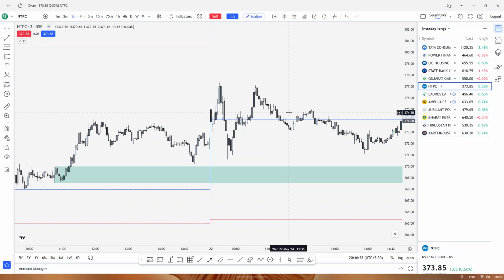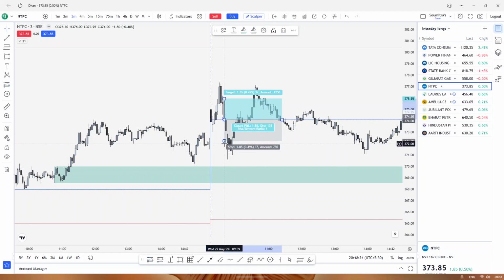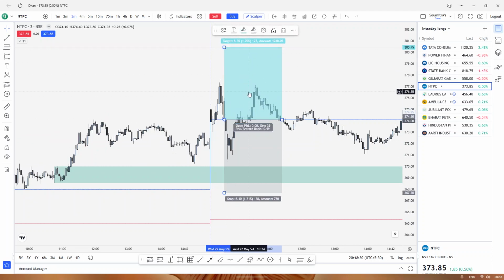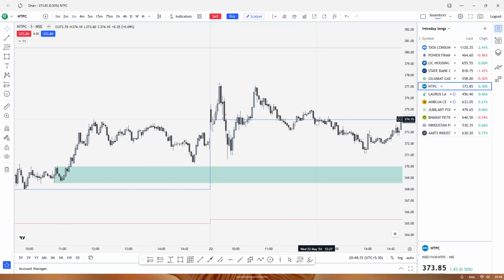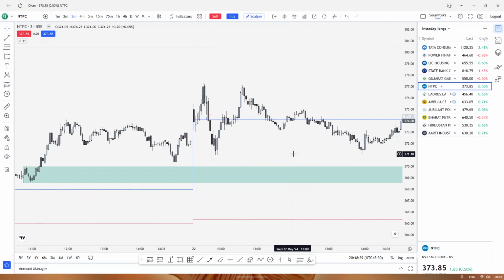So either you can do one thing: we can keep a huge stop loss below this order block and keep our target smaller, which is a very stupid thing to do, I know, but just an opinion. Sometimes people do these things. So what should we do actually in these cases?